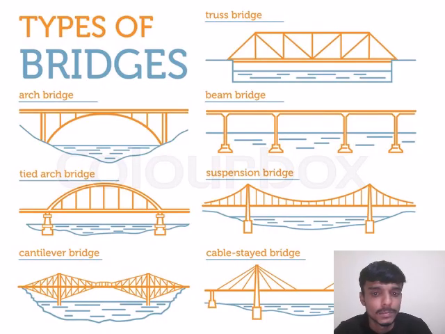Then here are some images of the discussed bridges, which show arch bridge, tied arch bridge, cantilever bridge, truss bridge, beam bridge, suspension bridge, and cable bridge. Some of these are RCC bridges, some are steel bridges, and some are suspended bridges. Suspended means the cables are used to stretch to take the weight of the beams of the bridge.